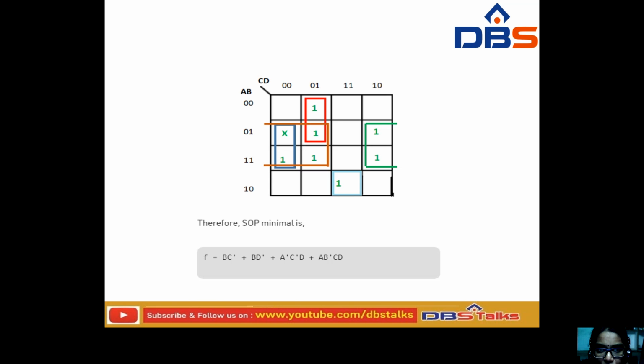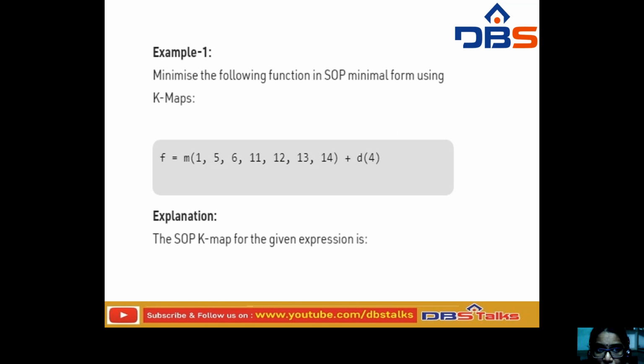1 5 6 we have placed, but see 0 1 2 3 here, which one we have to keep as a don't care? See, which cell we have to keep it as a don't care? Fourth cell. Did you observe?